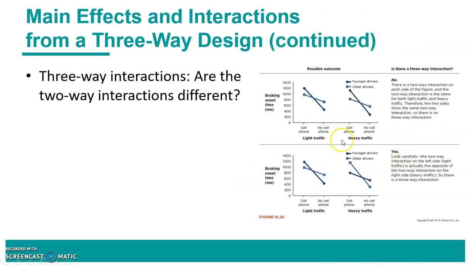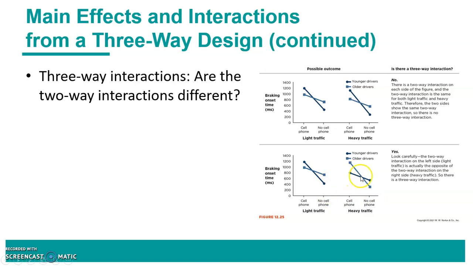Now these ones look the same, but look closely. Here there is no three-way interaction, because the two-way interactions are the same pattern. You've got the same kind of crossing over.